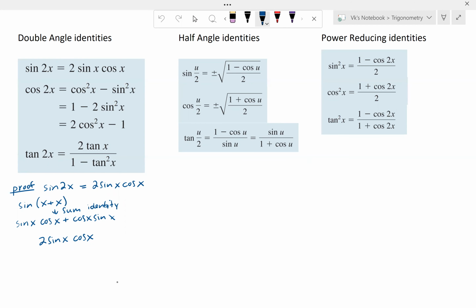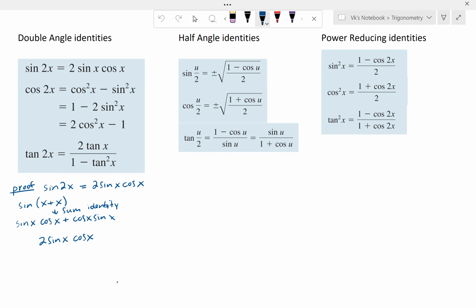Half angle identities. Sine of, let's say the angle u over 2, is plus or minus the root of 1 minus cosine u over 2. Cosine u over 2 is plus or minus the root of 1 plus cosine u over 2, and tangent u over 2 is either 1 minus cosine u over sine u or sine u over 1 plus cosine u. We just have to multiply by the conjugate, and that is what we get.